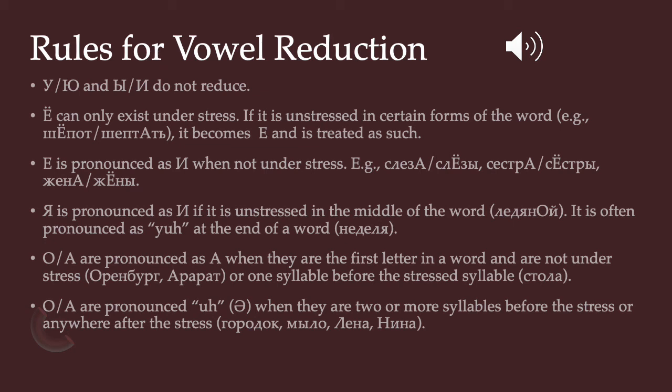So you can see this in the word gorodok, a little town, or Moila, or Lena, or Nina. So gorodok, the first o is pronounced a, the second o is pronounced a, and the third o, which is the one under stress, is pronounced o, gorodok. With Moila, Lena, and Nina, we have an o or an a that is after the stress, and so they're all pronounced kind of an uh sound. Moila, Lena, Nina.